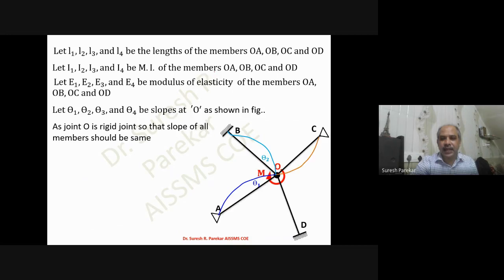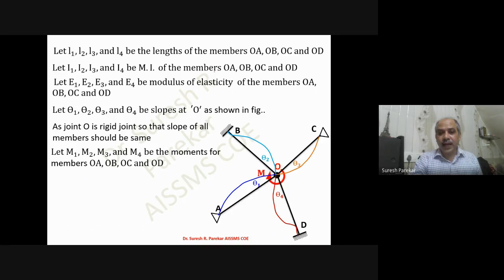So you can see over here we have these 4 slopes, and all these slopes are clockwise. Now after this, we will have M1, M2, M3, M4 be the contributions or the moment transferred to members OA, OB, OC, and OD. That means the total moment is the summation of all these moments.